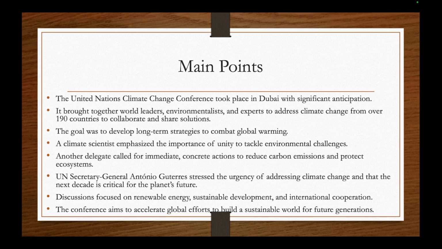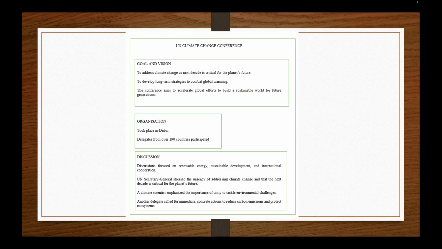Now, UN Secretary General Antonio Guterres stressed the urgency of addressing climate change and that the next decade is critical for the planet's future. Discussions focused on renewable energy, sustainable development, and international cooperation. And the conference aimed to accelerate global efforts to build a sustainable world for future generations. And this is how we need to put them into boxes.